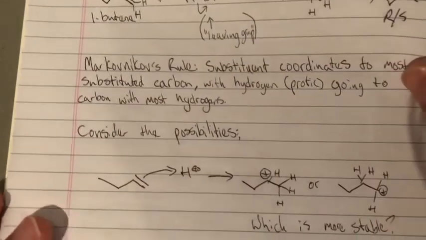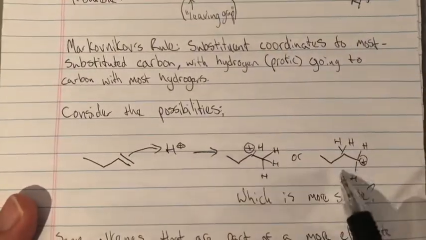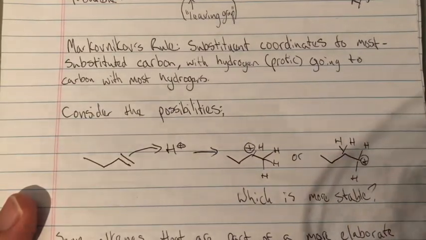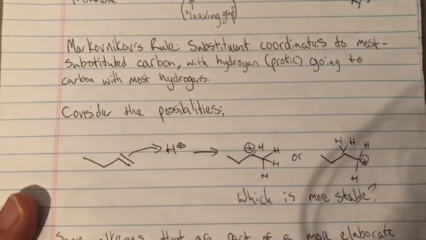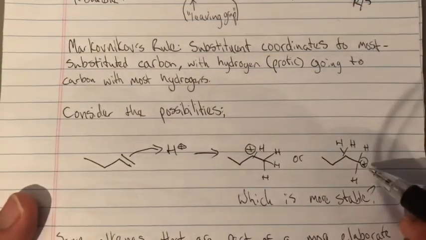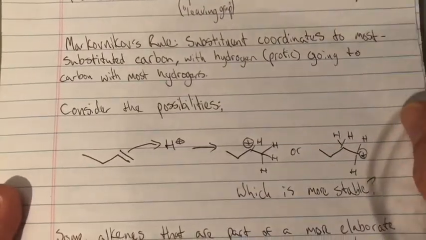Let's consider a few possibilities here. I'm showing you the different types of carbocation intermediates, which is natural for you to think about. Which one is going to be more stable? Secondary is more stable, right? This one is going to be primary, kind of a tough sell in terms of being energetically stable.